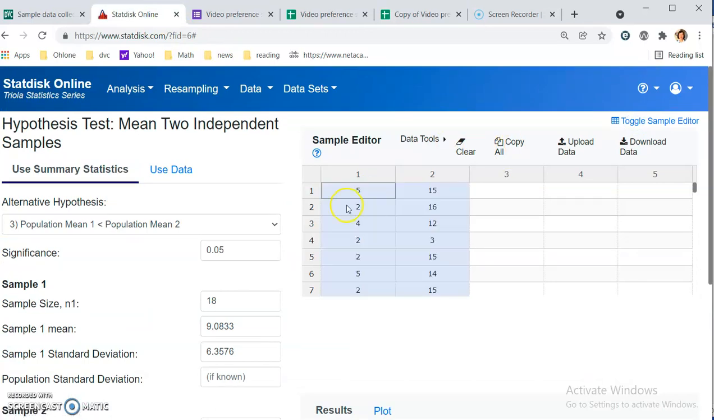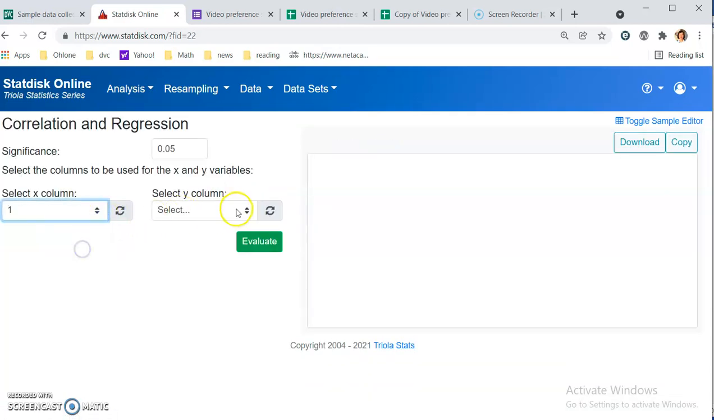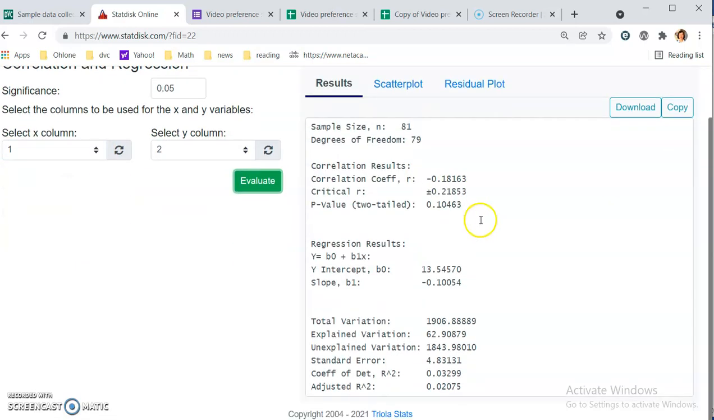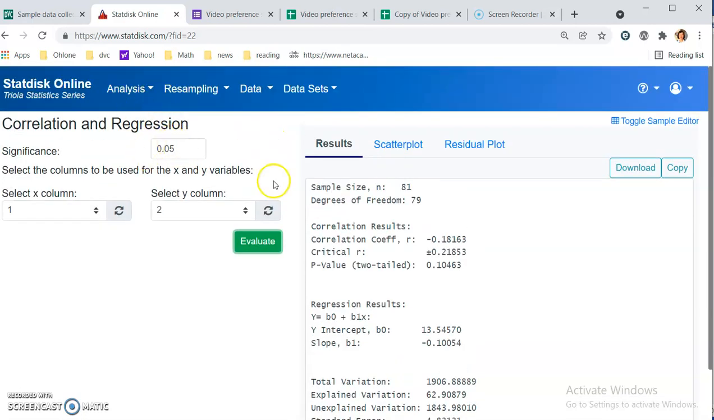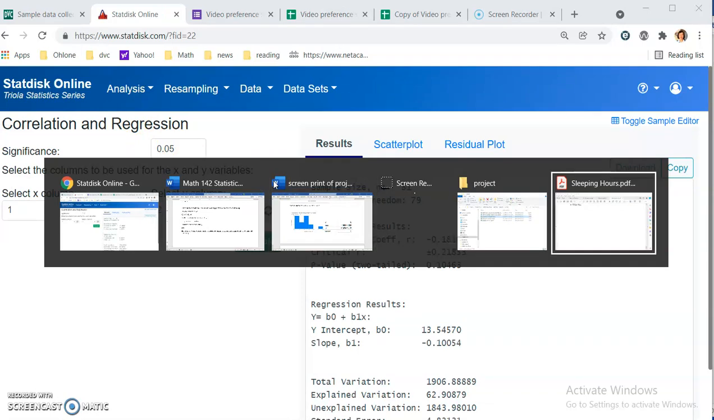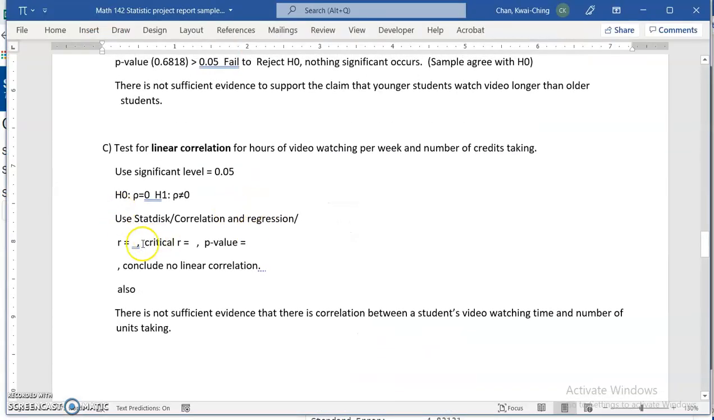Control V, and then do an analysis, correlation 1 and 2. So you see how the correlation coefficient is the same as in Google Sheets, negative 0.1816, and critical R is actually more accurate, 0.2185, but we would want to do the p-value. In this case, p-value is 0.1046, so it is not lower than 0.05. Our significance is 0.05. So I'm going to go back to my sample and record this.